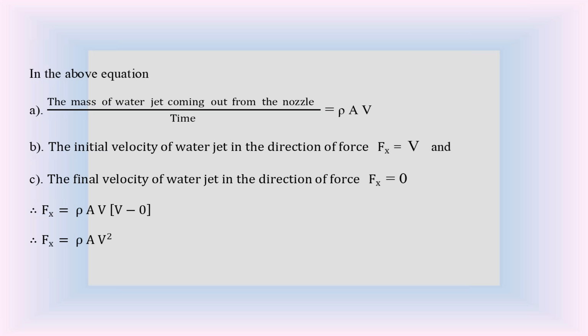So when the horizontal water jet impacts the stationary vertical flat metal plate, the horizontal force Fx exerted by the water jet on the flat plate is equal to rho A V squared.